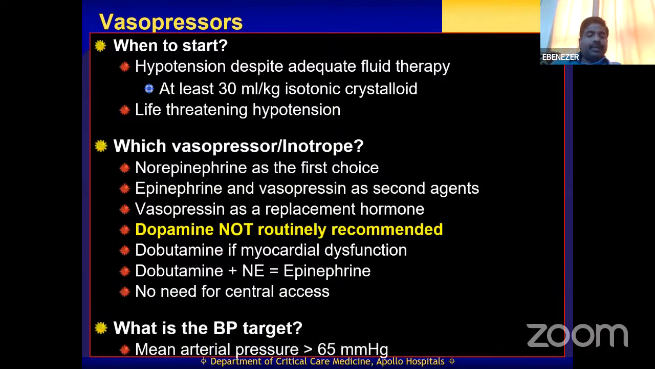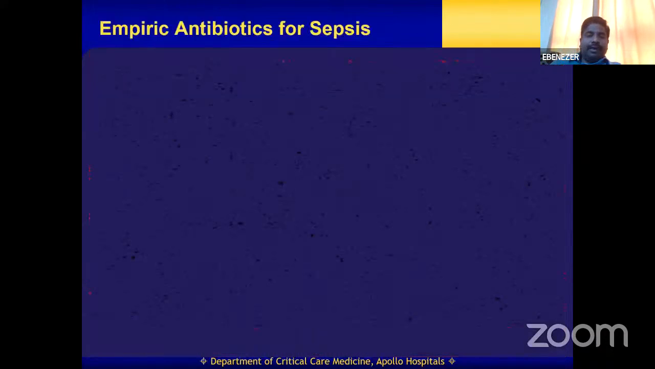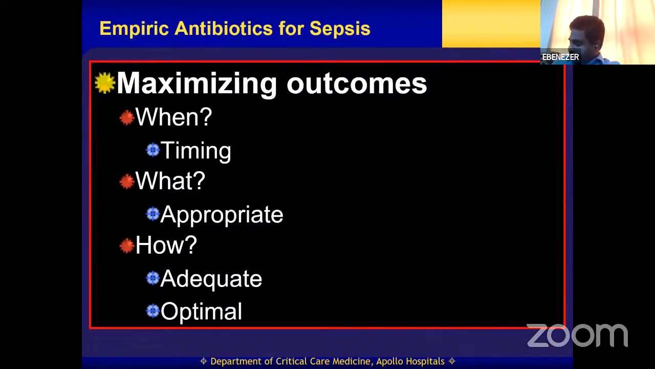BP target, as I told you, a mean arterial pressure of 65 millimeter of mercury. And antibiotic therapy is very, very important. So when you think about antibiotic therapy, you have to maximize the outcome. For that, when you start the antibiotic, timing is very, very important. What particular antibiotic, it should be very appropriate. And how do I give, the route, the access, and the delivery system. These are all very, very important.